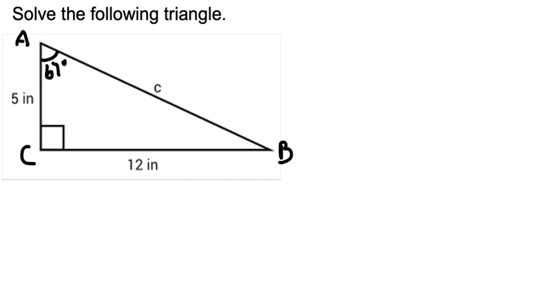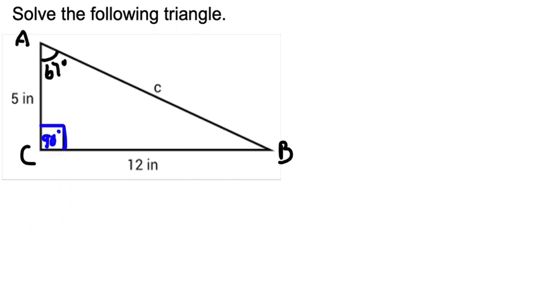In this question, we are solving the following triangle. One thing that you notice right away is that this is a right angle triangle. This symbol means that this is a right angle, and what that means is that this angle is 90 degrees. So 90 degrees, right angle.